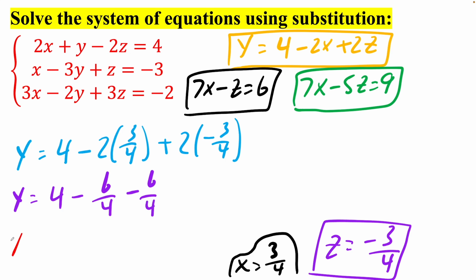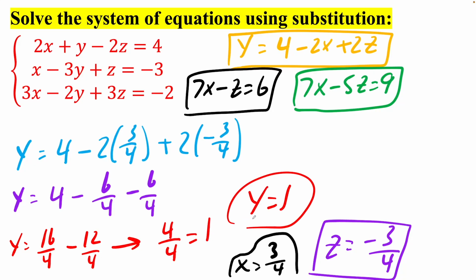And so we're going to get y is equal to, let's get a common denominator, so 16 over 4 is the same as 4, minus 12 over 4. 16 minus 12 will give us 4 over 4, so we get 1. So y is equal to 1. So this is our final answer. x is 3/4, y is 1, z is negative 3 over 4.